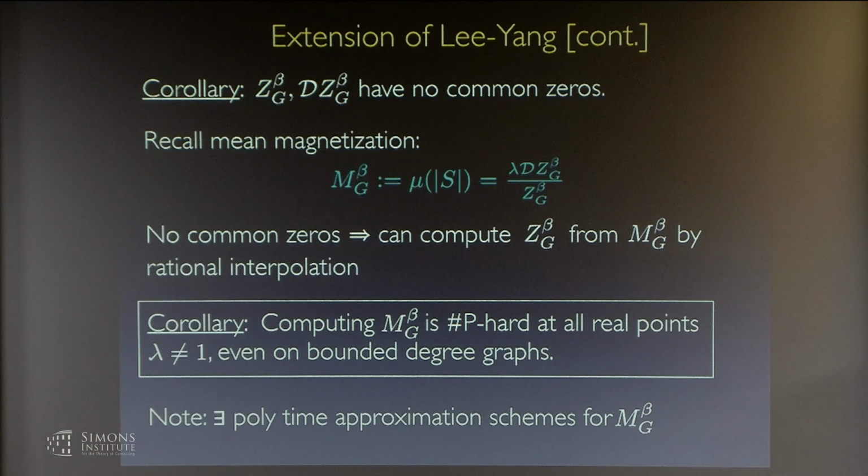So the answer is no, immediately from the fact we just established: the zeros of this guy lie inside the unit circle while the zeros of this guy lie on the unit circle, which means they have no common zeros. Therefore you can use rational interpolation to compute these two polynomials given a bunch of evaluations of this polynomial. And so you deduce that computing this thing is #P-hard at all interesting points, even on bounded degree graphs. Good.